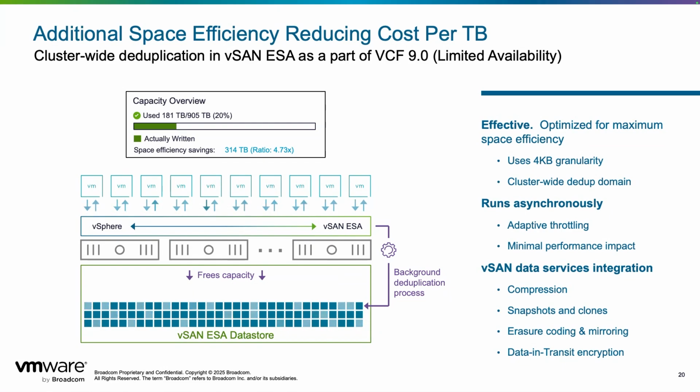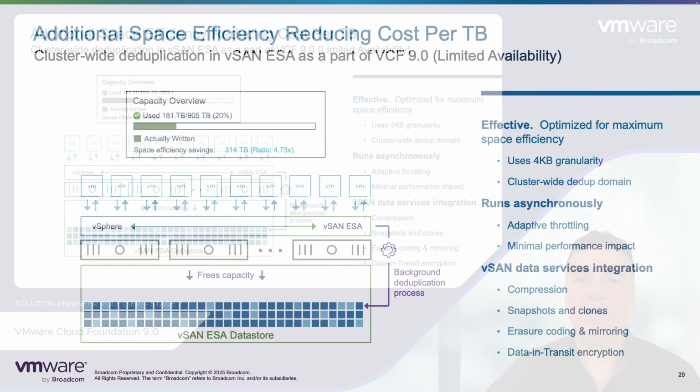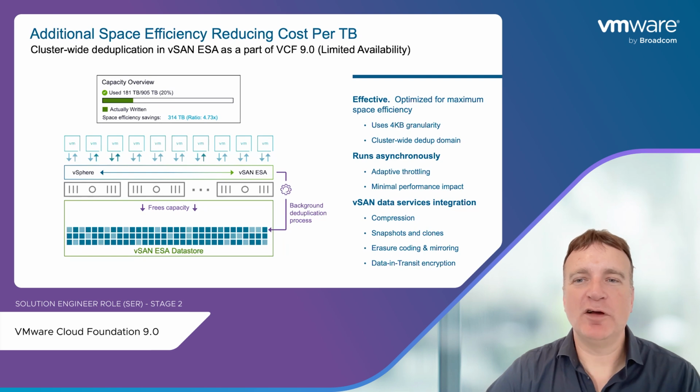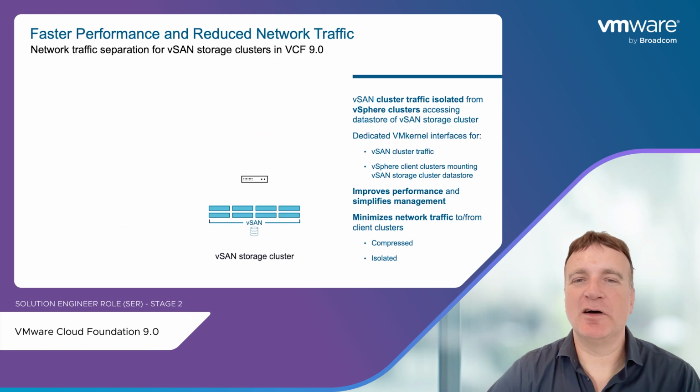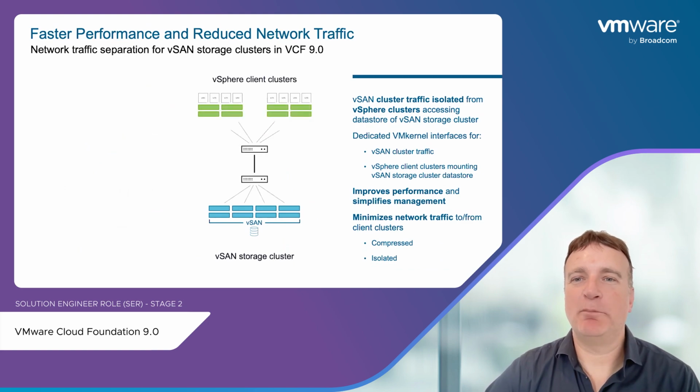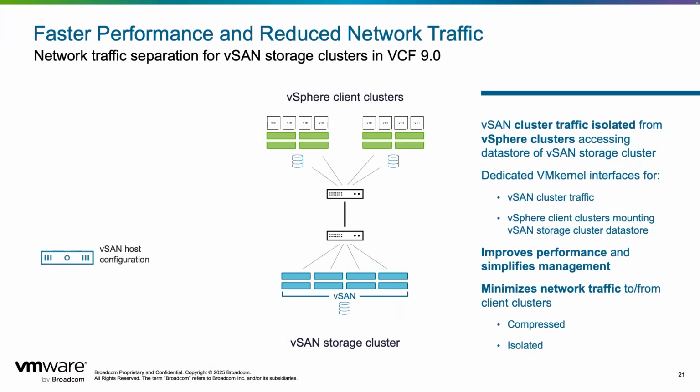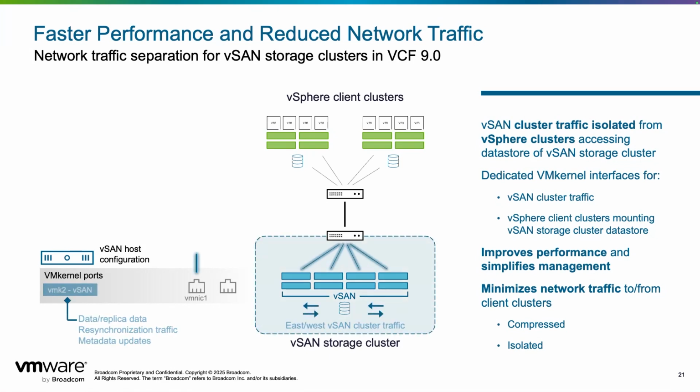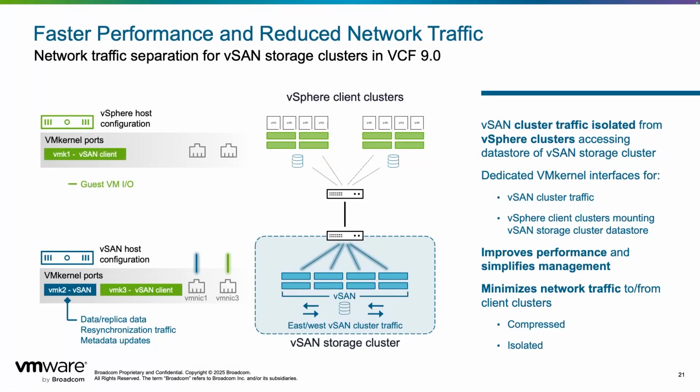These new deduplication capabilities will help to further drive down TCO to levels not previously possible. New to vSAN storage clusters in VCF 9 is the ability to separate the back-end storage network traffic of the vSAN storage cluster from the front-end traffic used by the vSphere clusters mounting the datastore. Separate traffic reduces the amount of communication to and from the vSphere clusters, and it keeps all of the east-west traffic from the vSAN storage cluster within its own network.